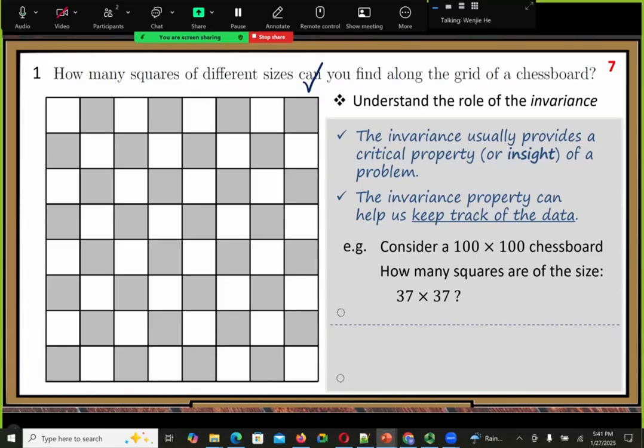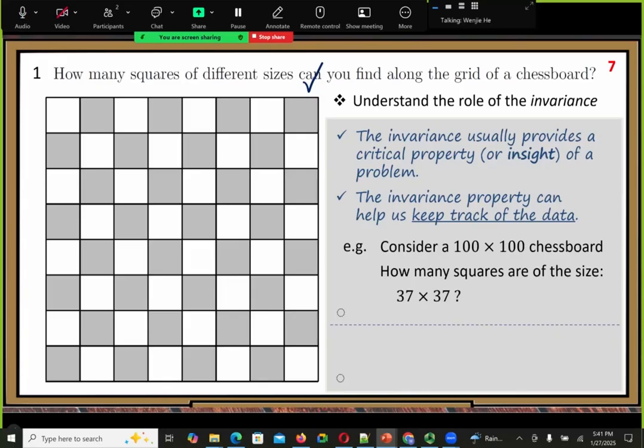Think about it, if you do not use the invariance, how do you find the 74? You use the invariance concept, which helps us keep track of the data. Because if we do not use the invariance property, how do you keep track of that 37 location? If you do the counting in your mind, it's too hard. Not that easy, right? How do you draw 37 in your mind?